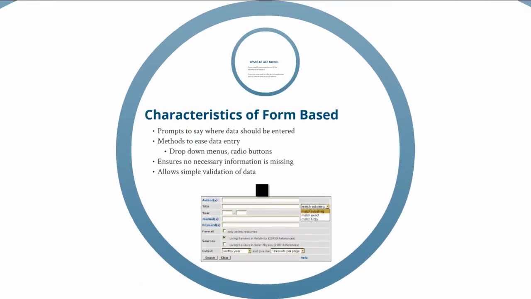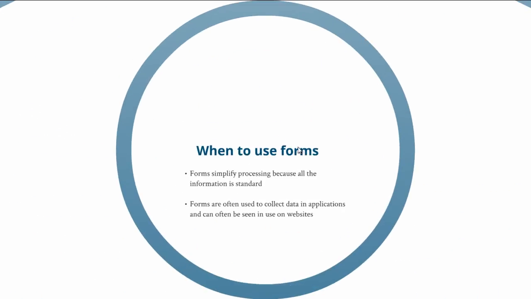Here's an example of an answer you might give in an exam. What are the characteristics of a form-based interface? Prompts to say where data should be entered. Methods to ease data entry, such as drop-down menus or radio buttons. Ensures no necessary information is missing. And it allows simple validation of data. Okay, when would you use forms? An answer to that question would be: forms simplify processing because all the information is standard. They are used to collect data in applications and can often be seen on websites.